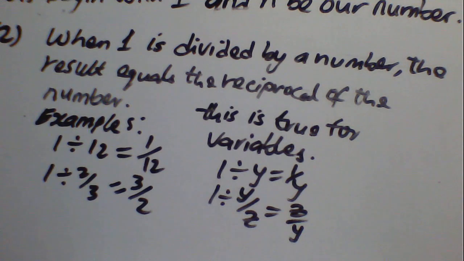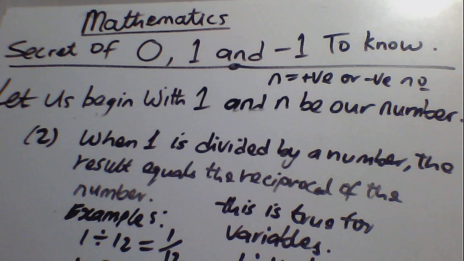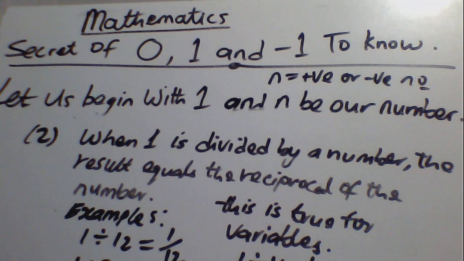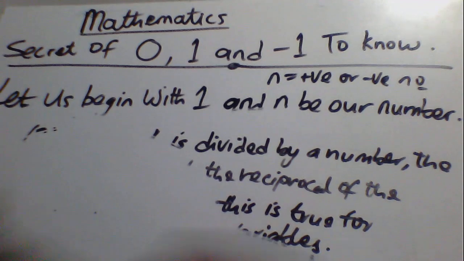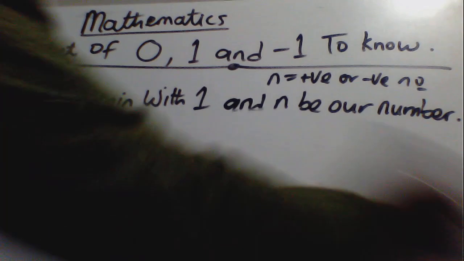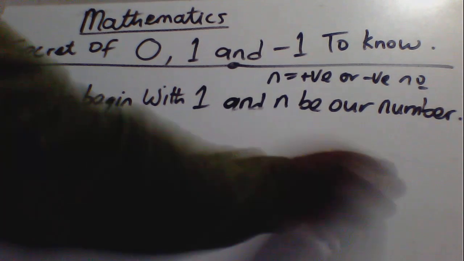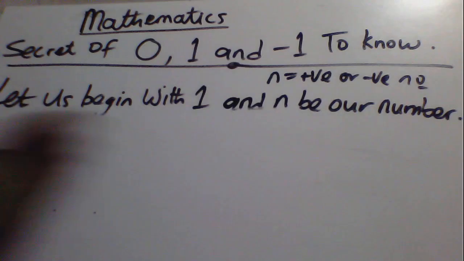So you have to know this, because when you are solving a real life algebra or other problem involving a fraction, many students find this area very difficult. So just once you know it, you already know it. So let's look at the third secret you have to know about 1. The third secret is when a number is divided by 1, the result is equal to the number.